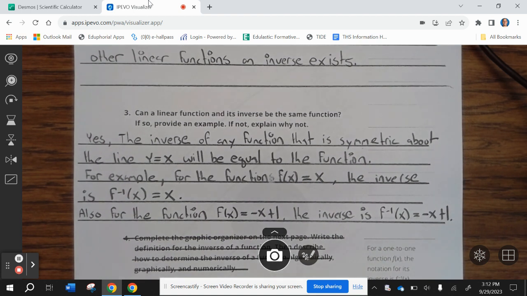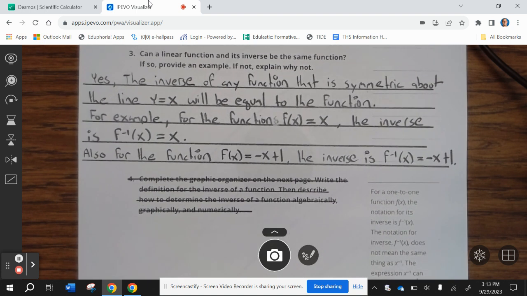Can a linear function and its inverse be the same function? If so, provide an example. If not, explain why not. Yes, the inverse of any function that is symmetric about the line y equals x will be equal to the function. For example, for the function f of x equals x, the inverse is f inverse of x equals x. Also for the function f of x equals negative x plus 1, the inverse is f inverse of x equals negative x plus 1.